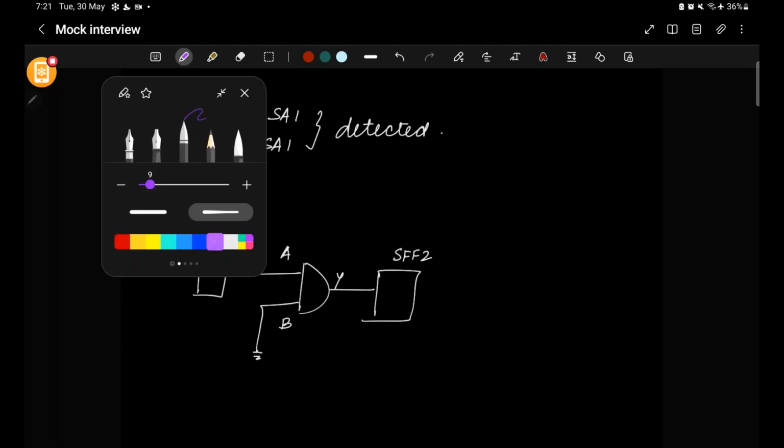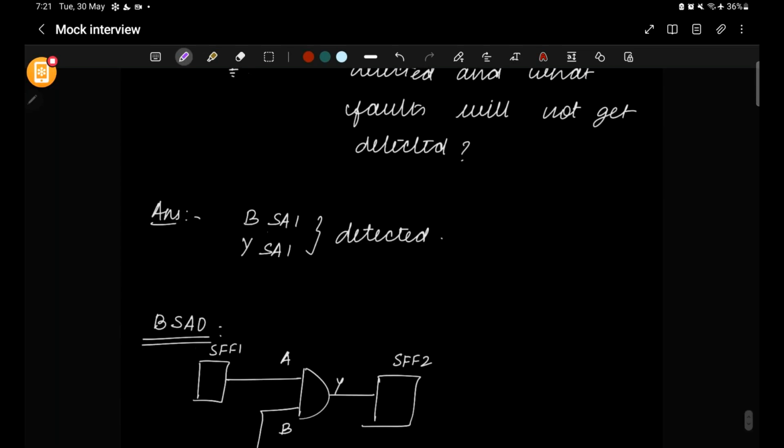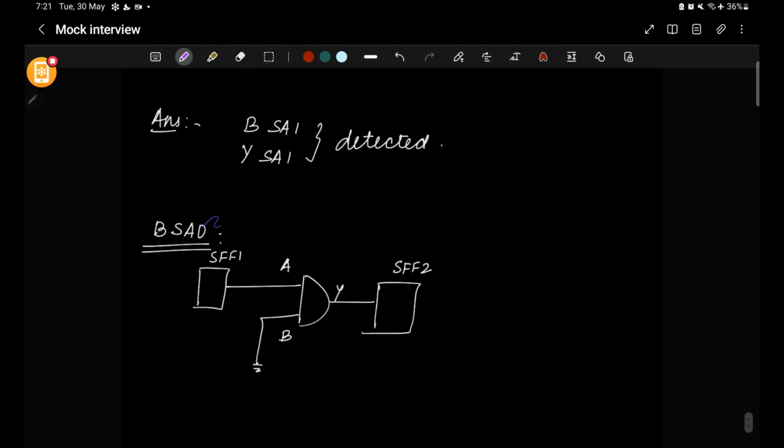So stuck at 0 means assume a fault. B stuck at 0, assume a fault has happened. Force the opposite value. So the tool will try to force the opposite value on this. This is the good machine. The tool will try to force the opposite value on this particular B net, but it cannot make it. It will try to make it 1, but it is not able to because it is already tied to 0. So here it has to put 0 only.